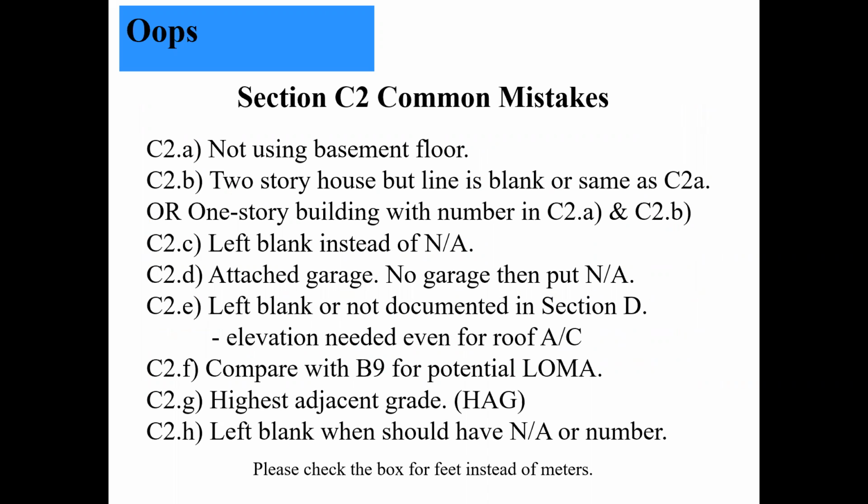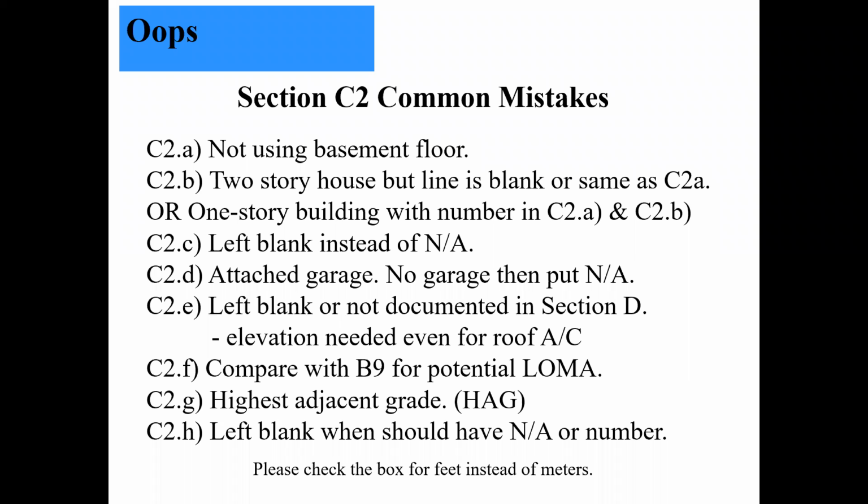So here are some common mistakes that we see in section C. C2A not using the basement floor, either by misunderstanding or intentionally incorrect, but that's not something I've ever seen intentionally done. C2B, so you have like a 2-story house where C2B, the next higher floor, is left blank, or for some reason written in as the same elevation as C2A, or you have a 1-story building that has something written into C2B that's not NA.